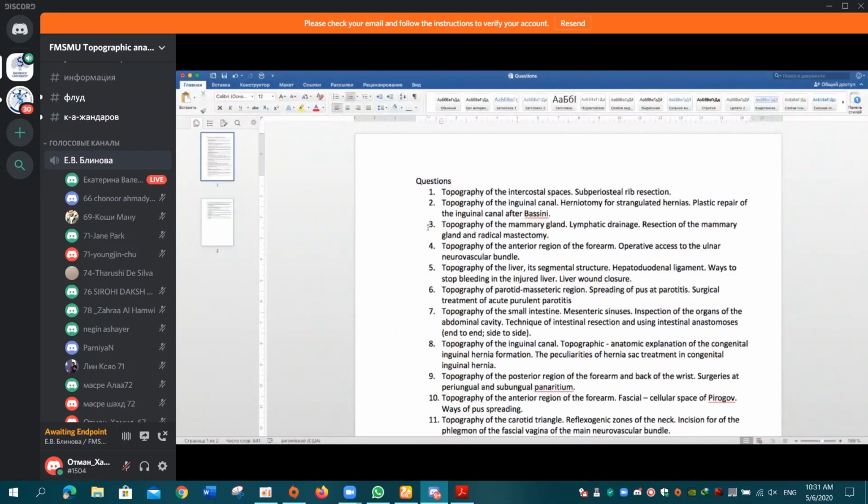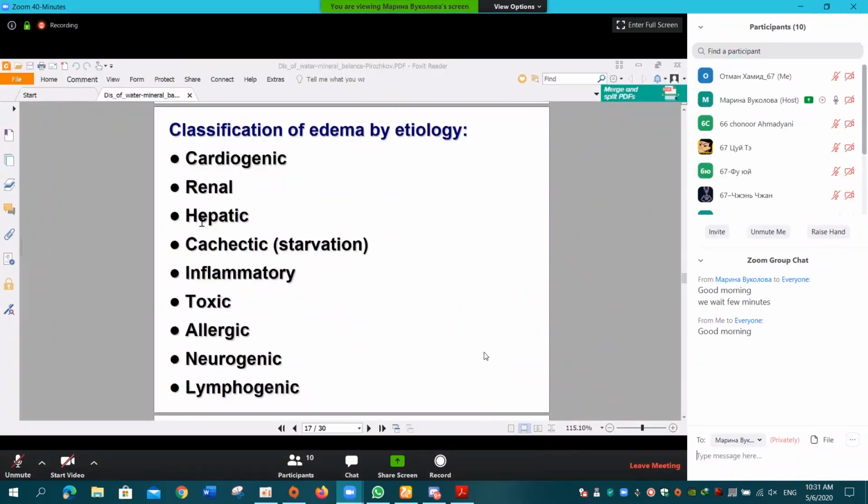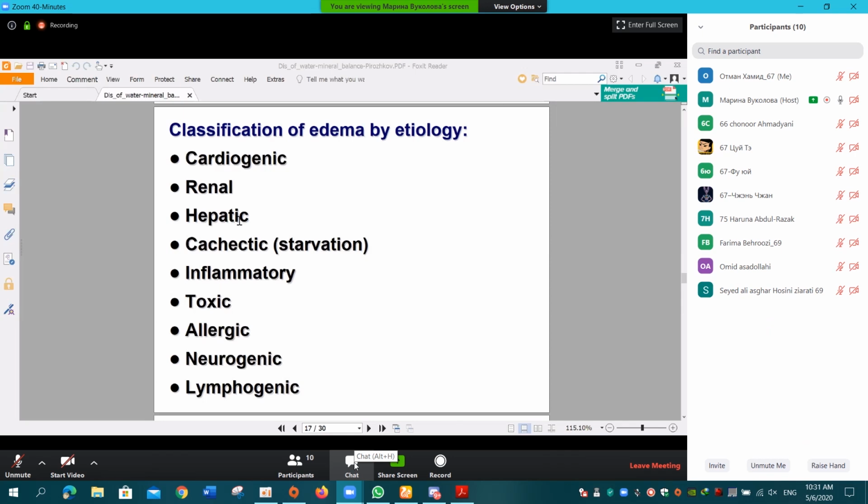So also we have some classification of edema by etiology. You can see here what the problem is in each organ. If your patient has a problem with the heart, this type of edema is called cardiogenic. If the problem is the kidney, you call this renal edema. If the problem is with the liver, so hepatic edema.